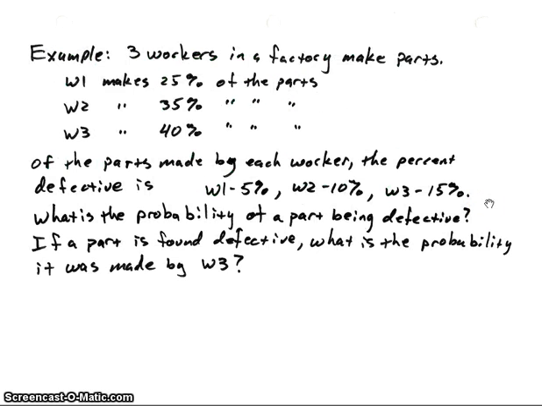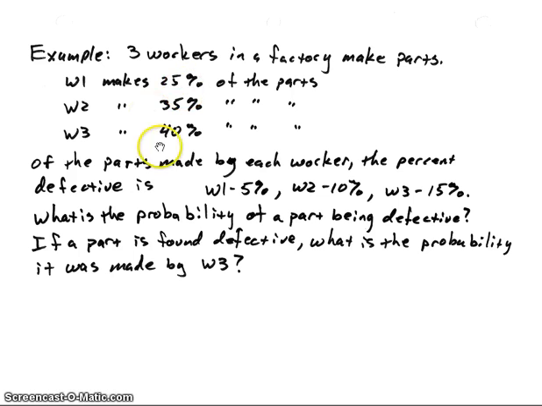Now let's finish up with looking at one more example. This one is going to be pretty much the same, but let's look at how it might be worded. Where we have 3 workers in a factory that make parts, and there's only 3 of them, and these 3 make all the parts that are made in the factory. So 25% are made by worker 1, 35% made by worker 2, and 40% made by worker 3.